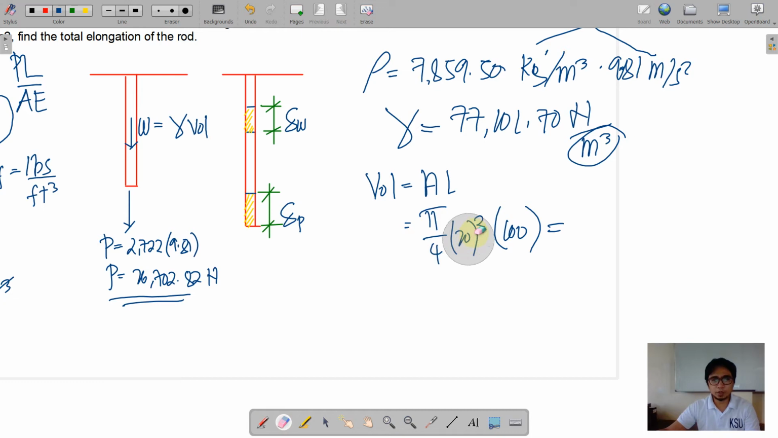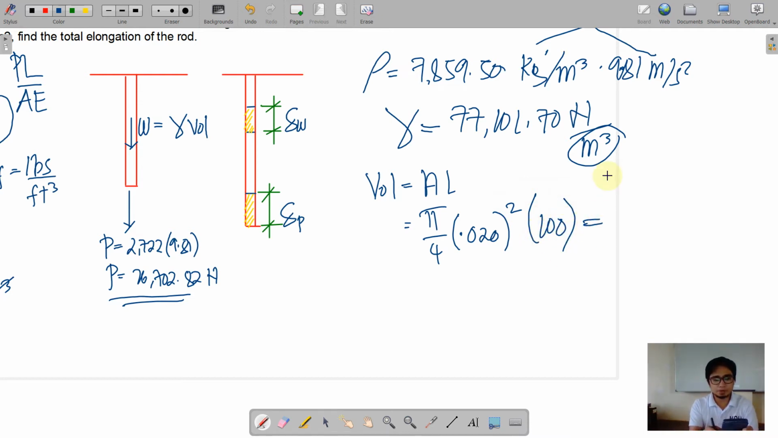Okay. By the way, we cannot really have an inconsistent unit here, so let me revise that one. This is pi over 4. So if we are concerned by meter, then this should also be in meter, 0.02. This is cubic meter. Oh, sorry. This is squared and times 100. Okay?